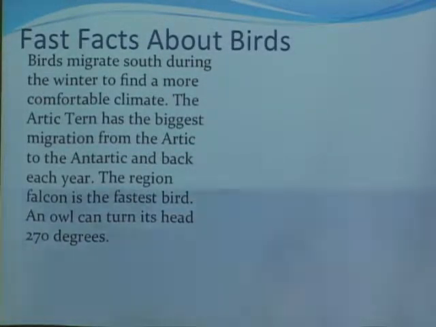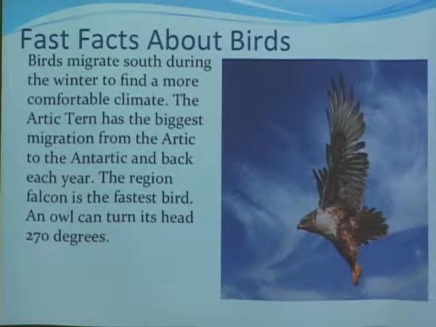Fast facts about birds. Birds migrate south during the winter to find a more comfortable climate. The Arctic tern has the biggest migration, from the Arctic to the Antarctic and back each year. The peregrine falcon is the fastest bird. An owl can turn its head 270 degrees.